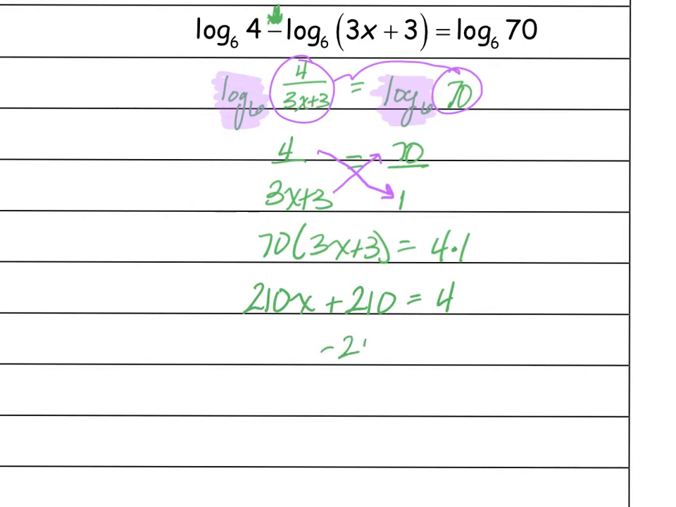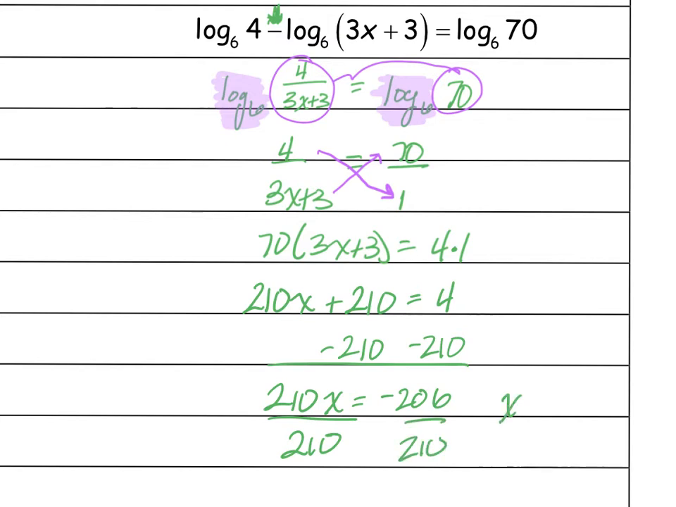So let's subtract 210. So we get 210x equals negative 206. And then I'm going to divide by 210. So x is going to equal negative 103 divided by 105. Okay, nice job. So there's my answer. Wasn't too bad, a little bit longer work, but not too bad at all. So here we go. We're going to go on to the next problem.